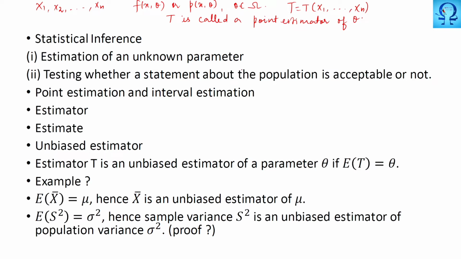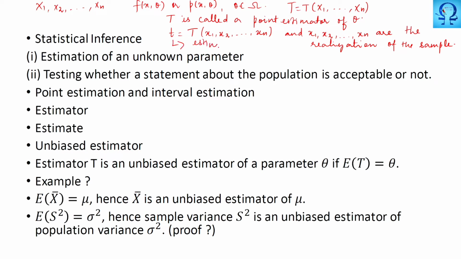When we call T a point estimator of theta, we call its realization t. That means it is going to have some value t at the end, a function of x1 through xn. These values are the realization of the sample. What I mean by realization is that these are random variables, and they are going to take some value; that value we call the realization. The value of T evaluated at these values is called the realization of the estimator, and this value is the estimate of theta.